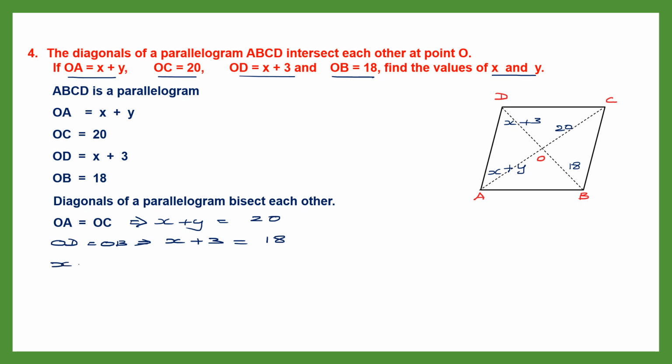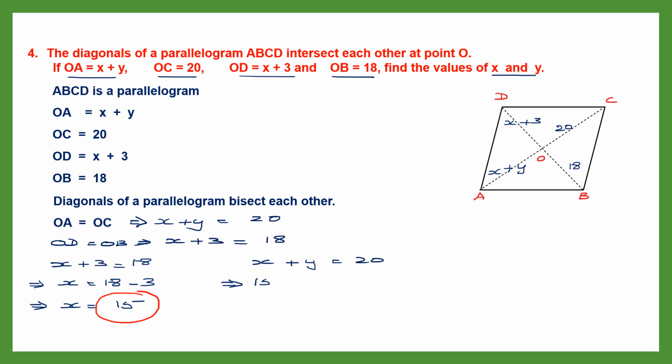So let's use this to find the value of x. x plus 3 is equal to 18. That means x is equal to 18 minus 3. So we have found the value of x. x is equal to 15. We can substitute it in this equation, x plus y is equal to 20. And we know that x is 15, we just found out. 15 plus y is 20.